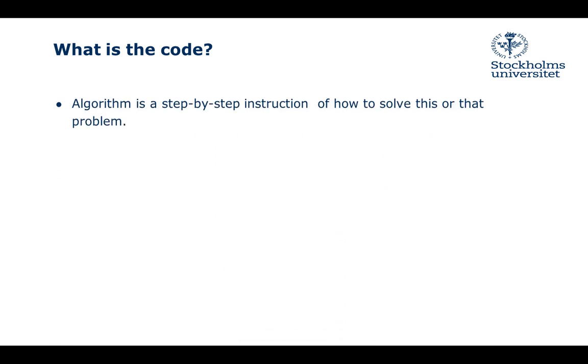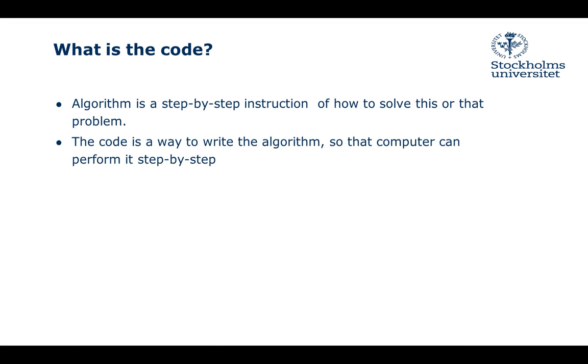So what is the code? Well, let's start from algorithm. Algorithm is a step-by-step instruction of how to solve this or that problem. So think over when you buy a furniture from IKEA and you take it back home, you usually have an instruction how you can install it and mount it. So pretty much this is the same thing, this is algorithm. Then the code is just a way of writing this algorithm so that the computer can understand it. So for you it may be when you buy furniture in IKEA, you will have an instruction in pictures. So computer doesn't understand pictures that much, but it understands code much better. So this is why you need to use code.